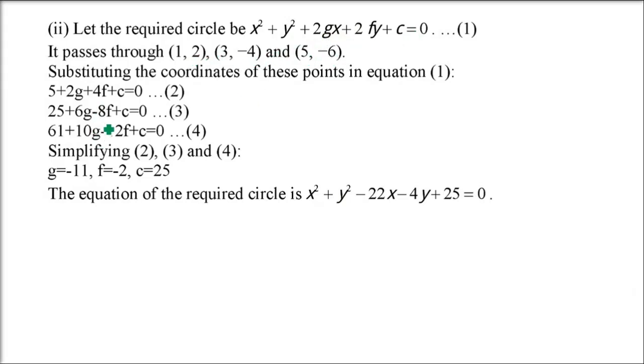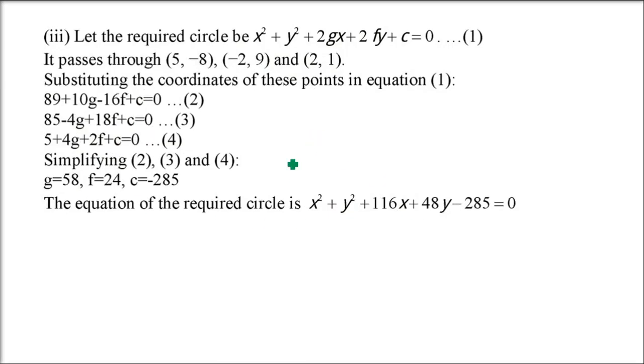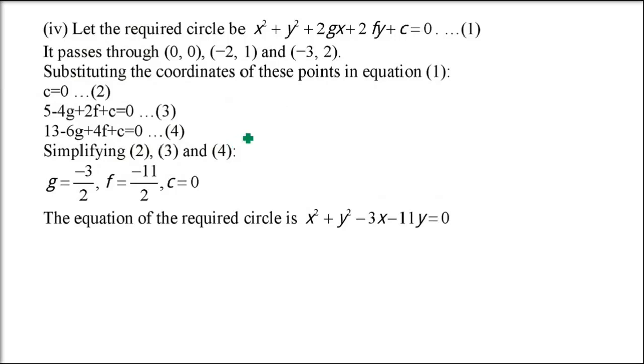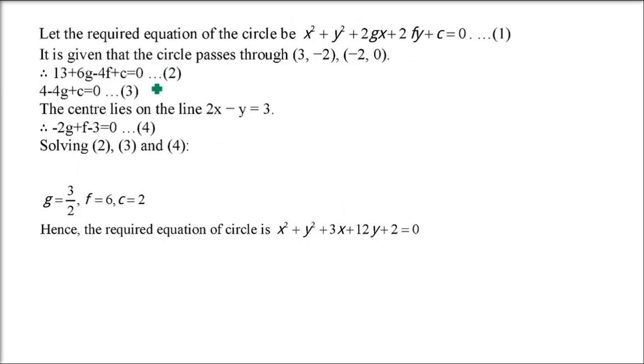First we have to put 1 and 2, then 3 and minus 4, then 5 and minus 6, then 3 equations will come. The way I told you, just solve it, 2, 3 and 3, 4, find f and g and then put it to find c. Same thing here. And the easy part of this question is whenever you put 0, 0, 0, 0, you'll get c as 0. So you're getting the constant as 0.